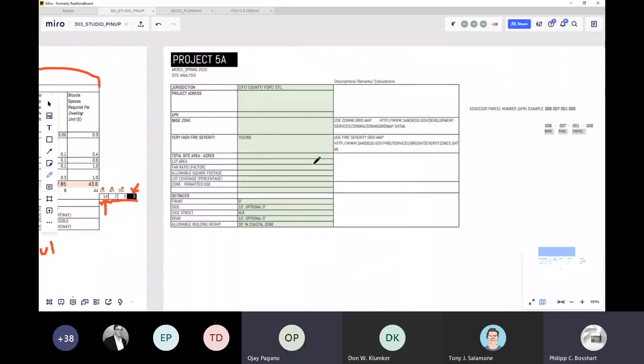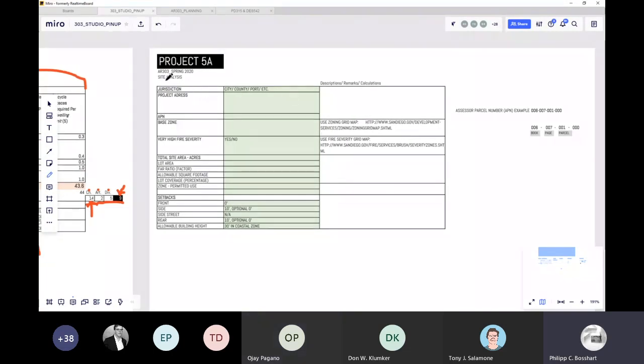The other is related to the site. Okay, so the site is what you pinned up today.